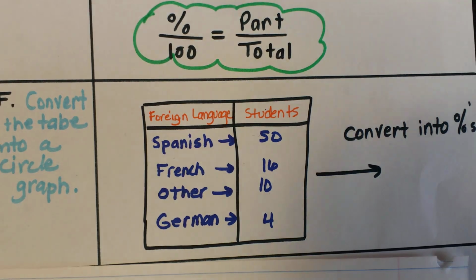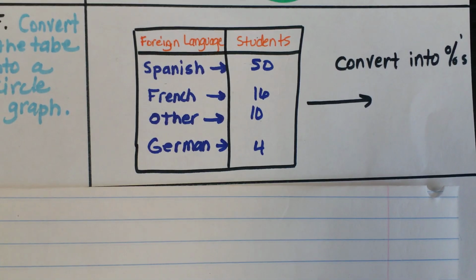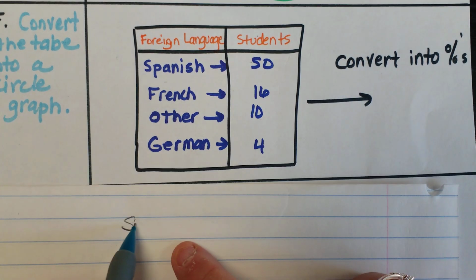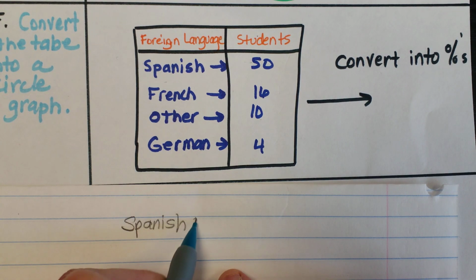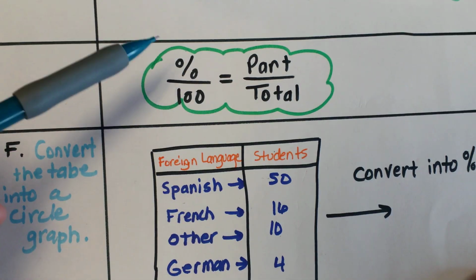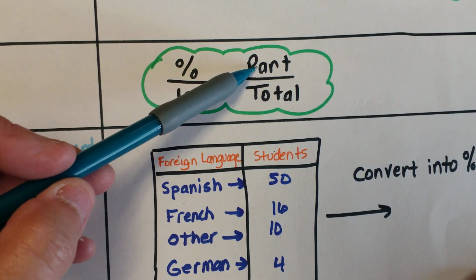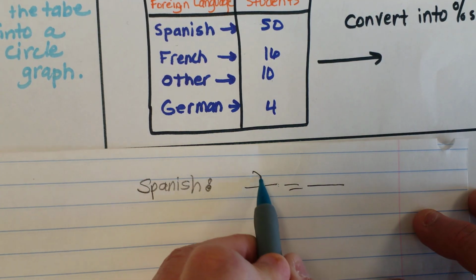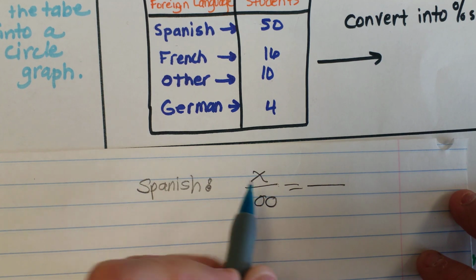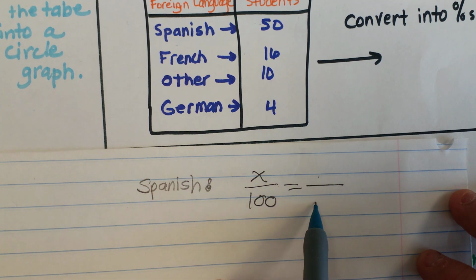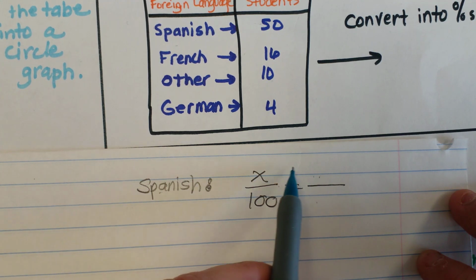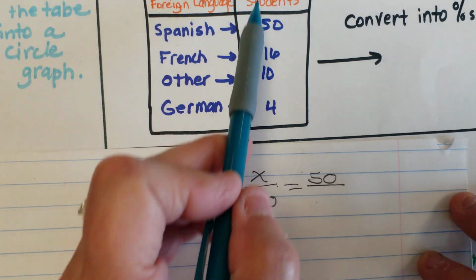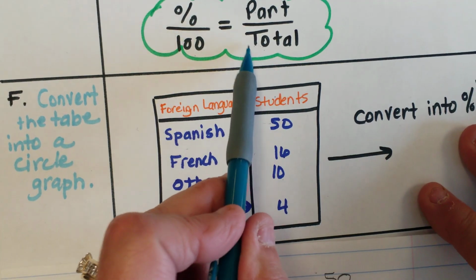But to do that, you've got to convert everything into a percentage first. So I want to show you how this works. So I'm going to go ahead and work on the Spanish students. So if I want to convert this into percents, I'm going to do percent over 100 equals part over total. So I don't know the percentage yet. So my percentage is X, always over 100, equals part over total. Now, what part of my kids take Spanish? Well, it says here 50 of them take Spanish. But out of what total, right?